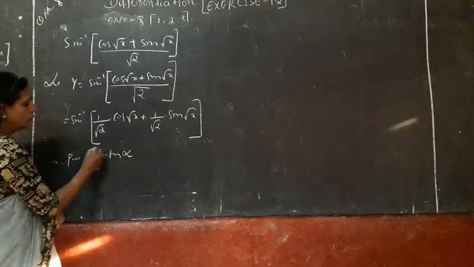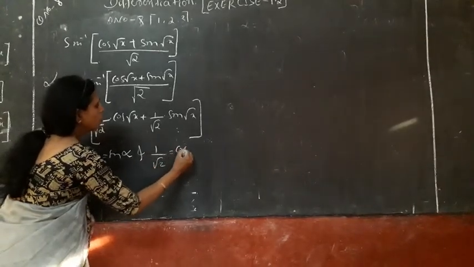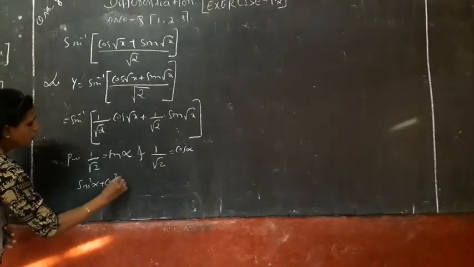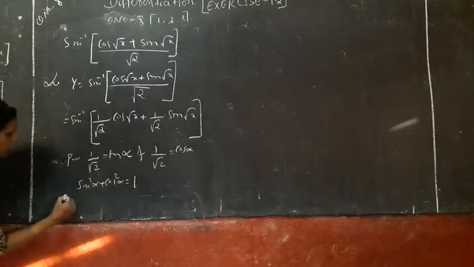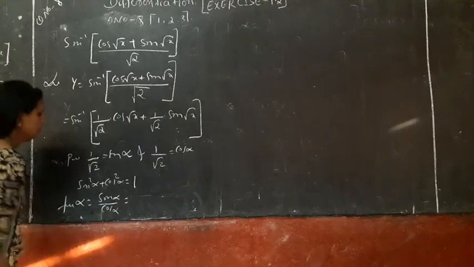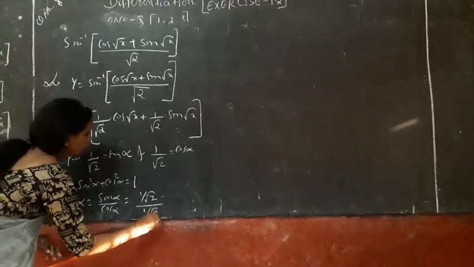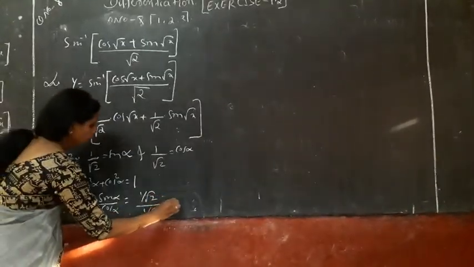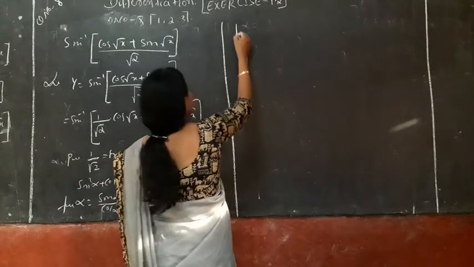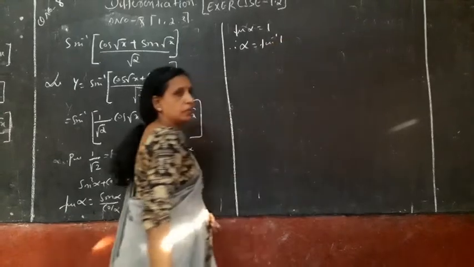So choose here 1 upon root 2 equal to sin alpha and 1 upon root 2 equal to cos alpha. Once again we get sin square alpha plus cos square alpha equal to 1. Let us calculate tan alpha, that is sin alpha upon cos alpha. Sin alpha is 1 upon root 2 and cos alpha is also 1 upon root 2 here. So we get 1. This implies tan alpha equals 1, therefore alpha equals tan inverse 1.